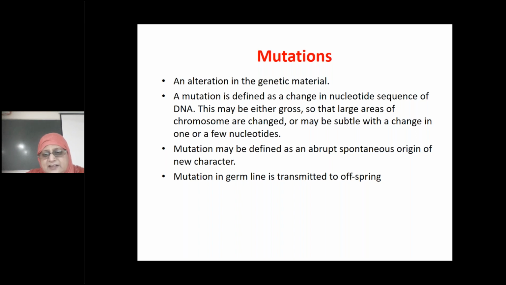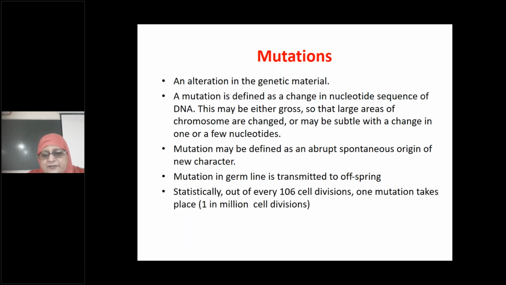Mutation in the germline is transmitted to the offspring. Now, one thing you have to remember is that mutation is not always genetically transmitted. Sometimes mutation may occur when there is an interaction between the individual genome and the environment you are exposed to. Because of that, mutations may also occur. That's why we're saying it may be an abrupt, spontaneous origin of a new character, or it may be genetically transmitted.